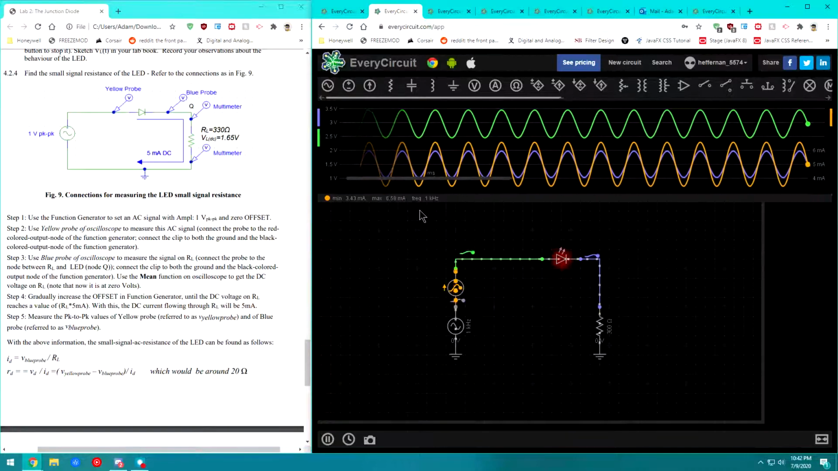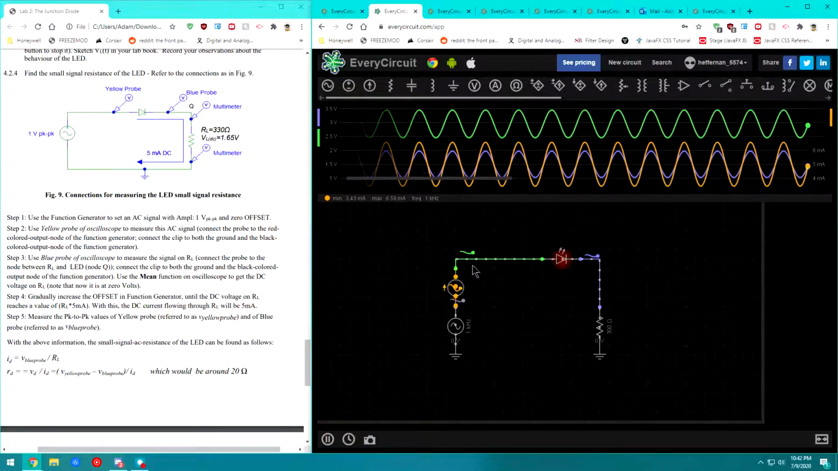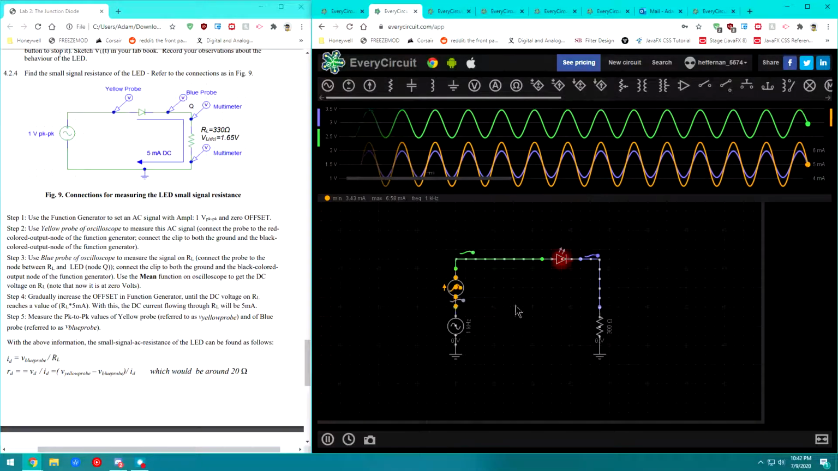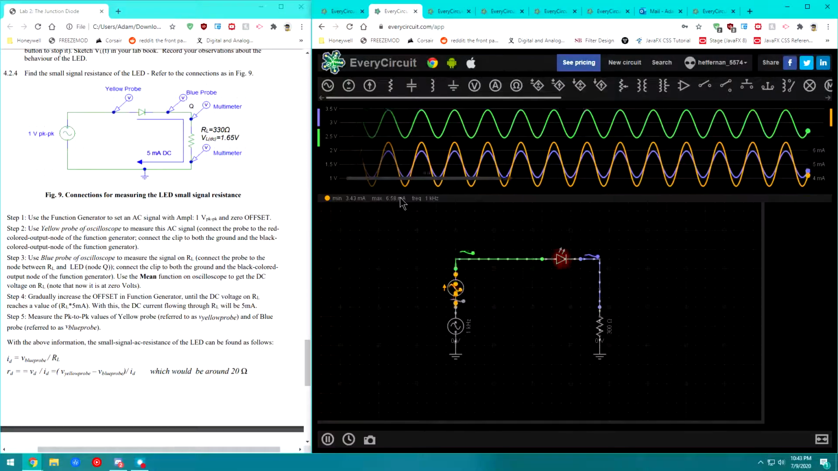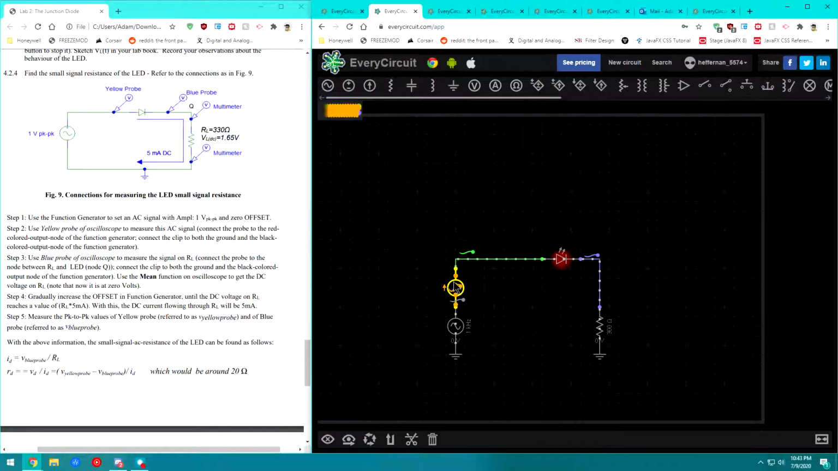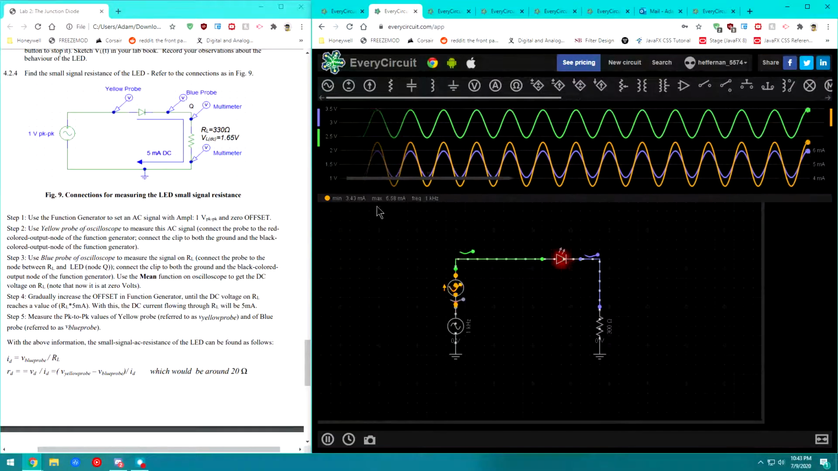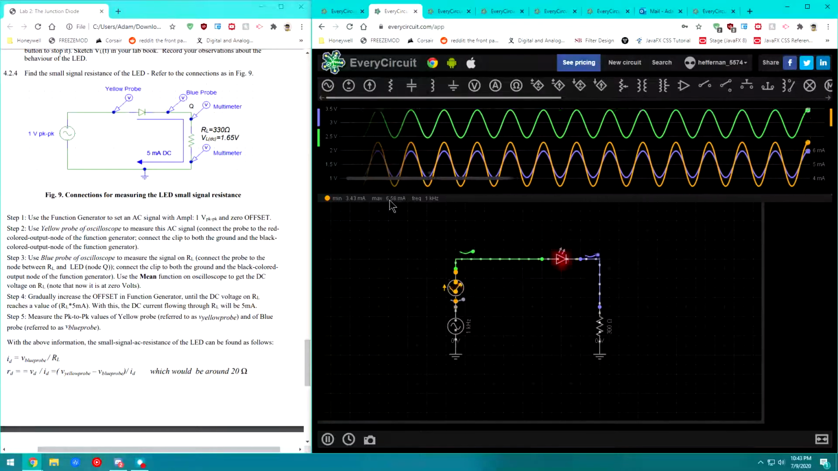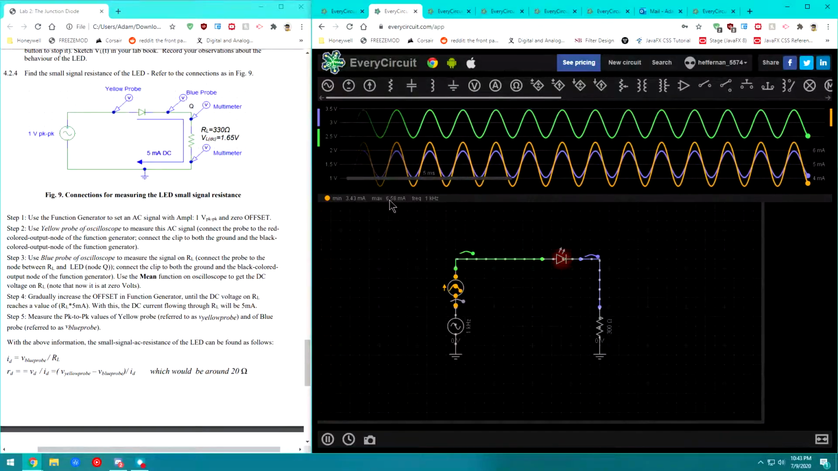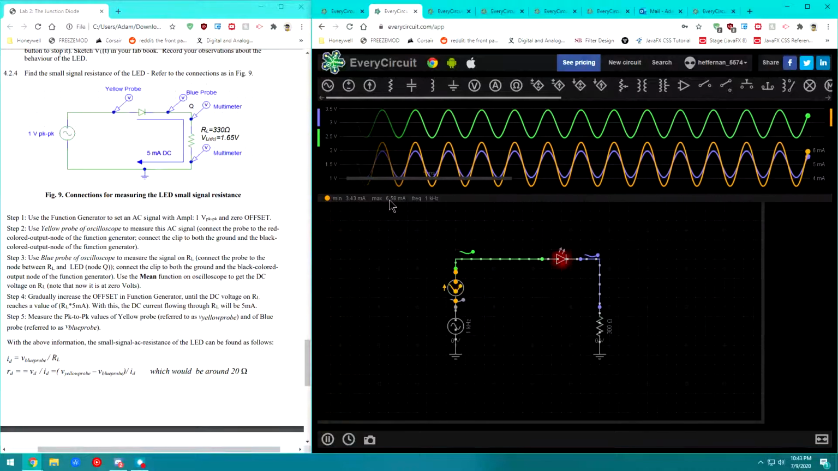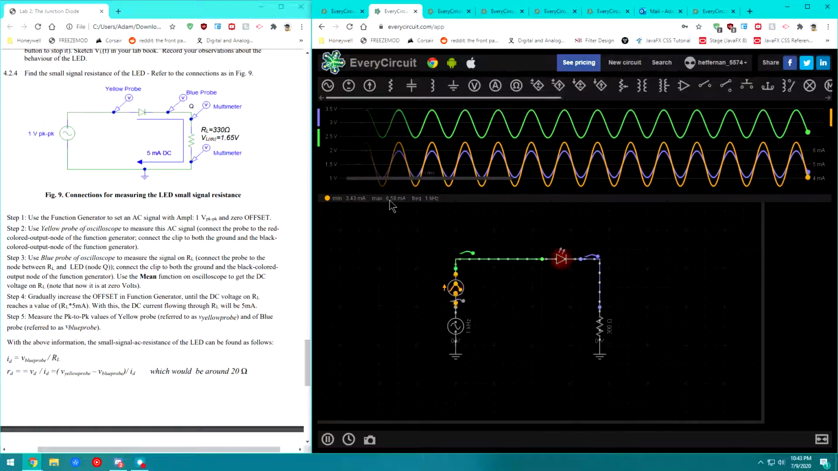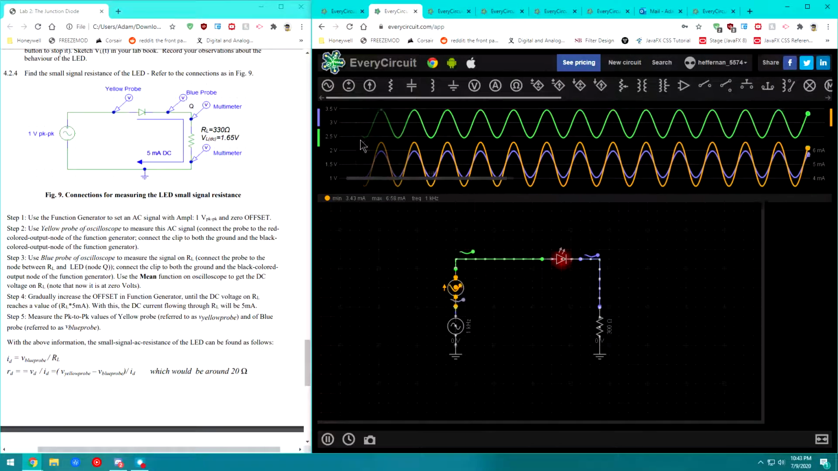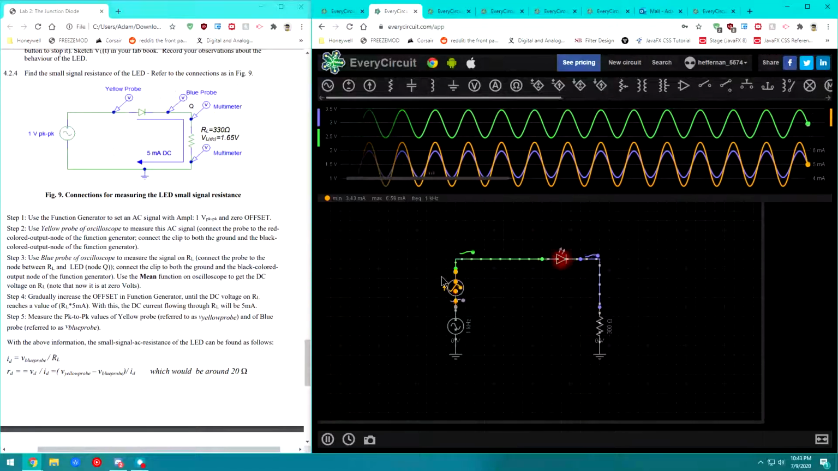So once we're here, we can find out what our ID is through all these branches. So our ID would be the max minus the min for the orange waveform. So the max is 6.58 minus 3.43, gives me around 3.14.